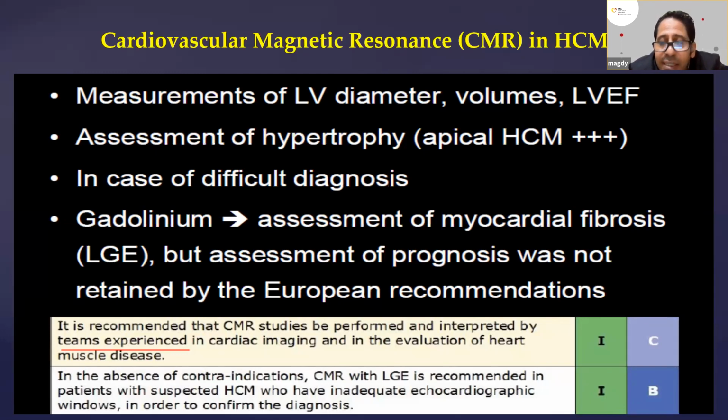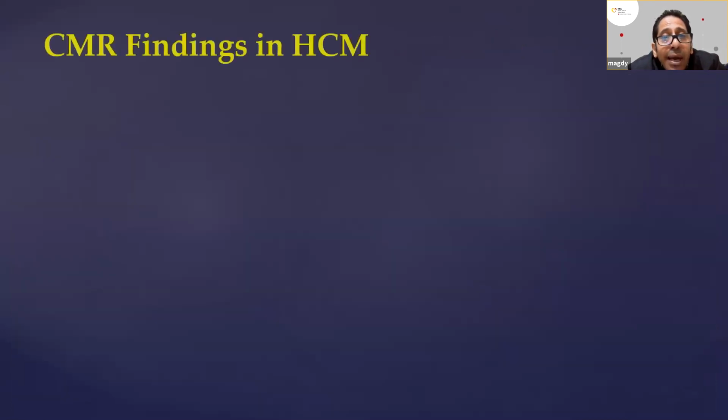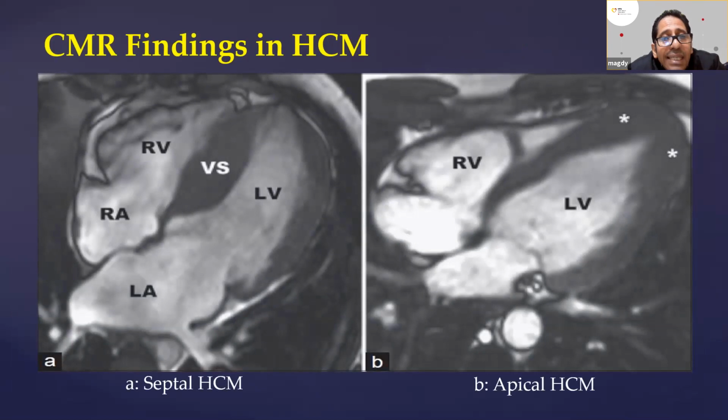So it needs an expert in CMR to diagnose hypertrophic cardiomyopathy accurately, and it is considered a class 1 recommendation according to the European guidelines. And this is a classic CMR for septal hypertrophic cardiomyopathy. We can see the hypertrophied septum compared to the posterior wall and the apical hypertrophic cardiomyopathy. Very nice pictures illuminating the role of CMR in the diagnosis of hypertrophic cardiomyopathy.